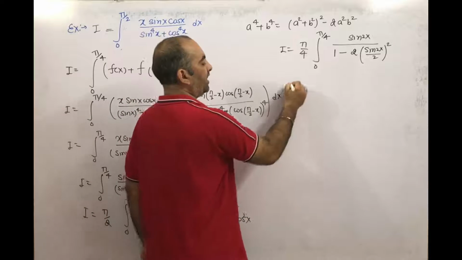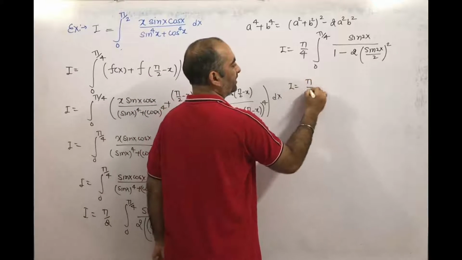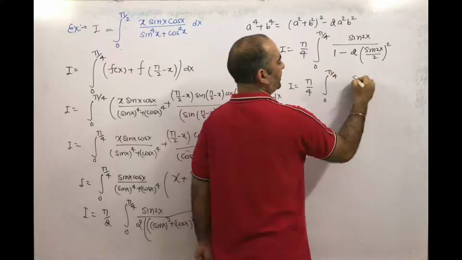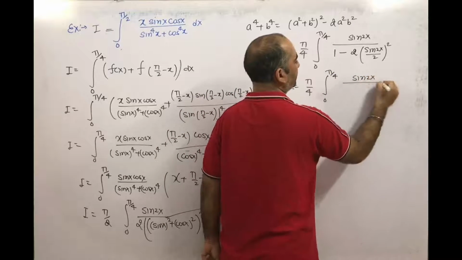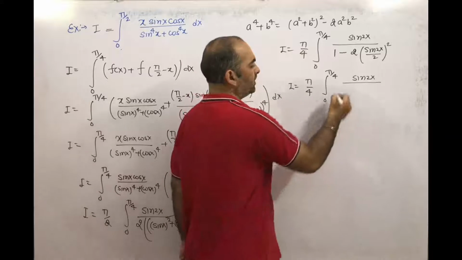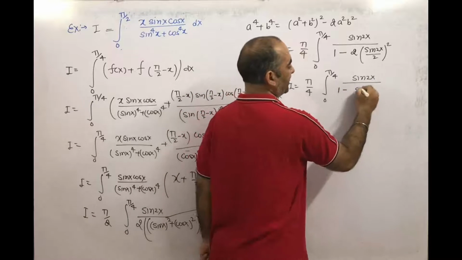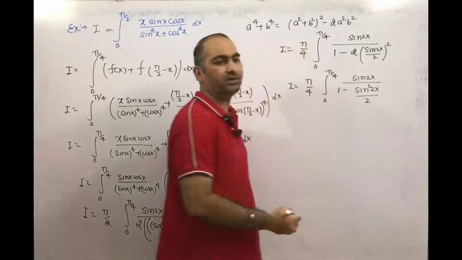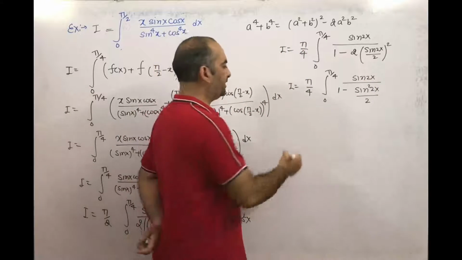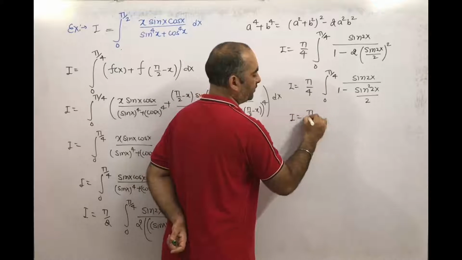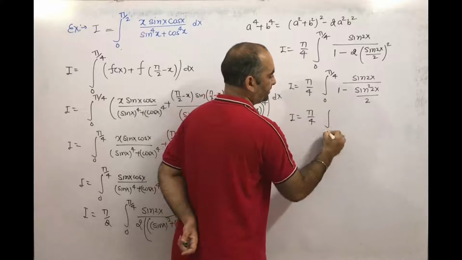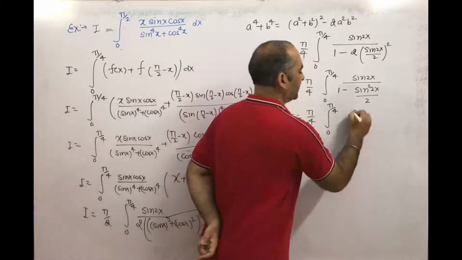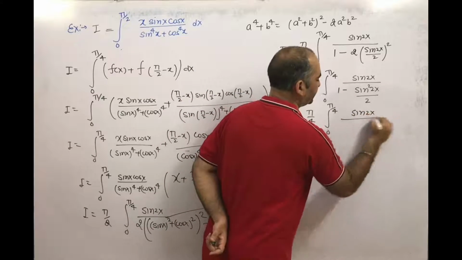So what will come here: I equal to pi by 4, integration 0 to pi by 4, sin 2x divided by 1 minus sin square 2x divided by 2. This will come. Okay, so what will come here? Sine 2x, LCM we are taking as 2.